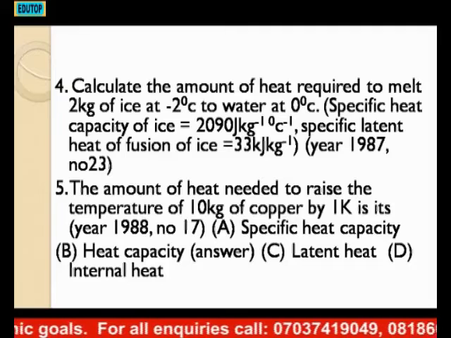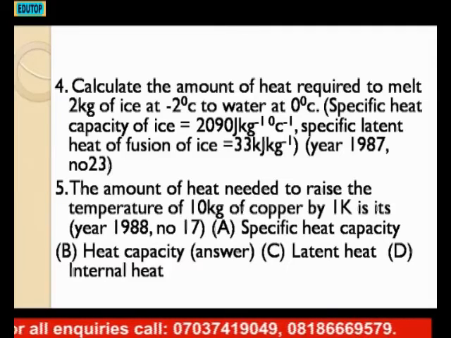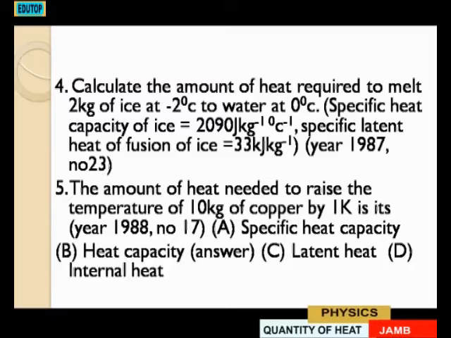Question number 4. Calculate the amount of heat required to melt 2 kg of ice at 2 degrees Celsius to water at 0 degrees Celsius. We are given the value for the specific heat capacity of ice, which is 2090 joule per kilogram per degree Celsius. We are also given the specific latent heat of fusion of ice, which is equal to 33 kilojoule per kilogram. Let's look at the solution to this question.